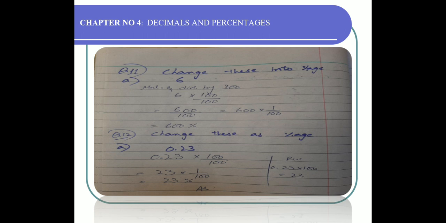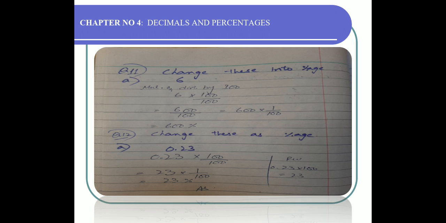Simply multiply the number. If the number is in simple form, not a fraction, what you have to do is multiply by 100 and divide by 100. 6 multiplied by 100 divided by 100. 600 over 100, separate 600 and 1 by 100, and write percentage in place of 1 by 100, it will be converted into percentage.